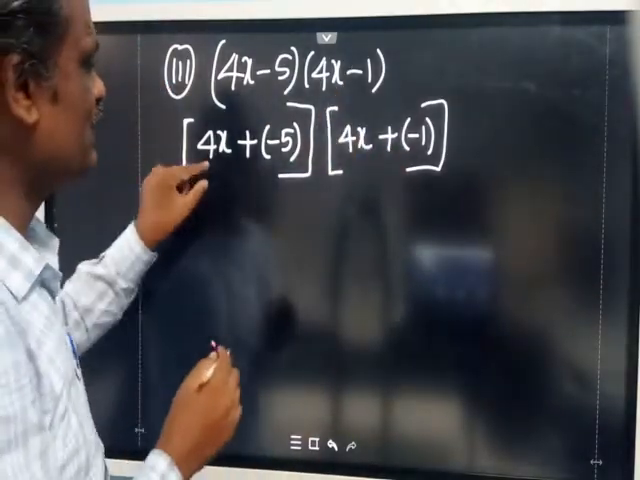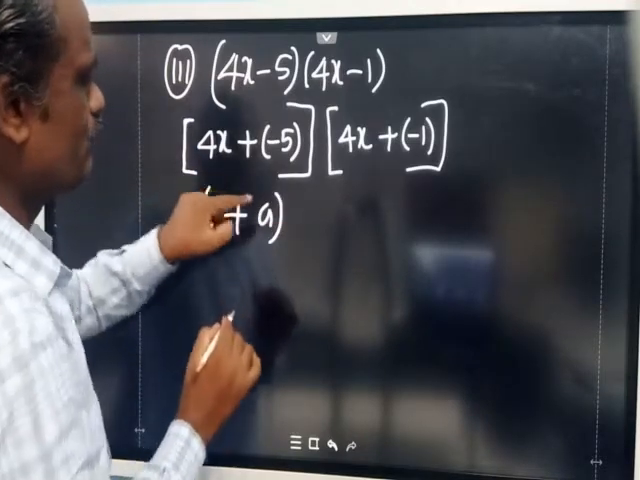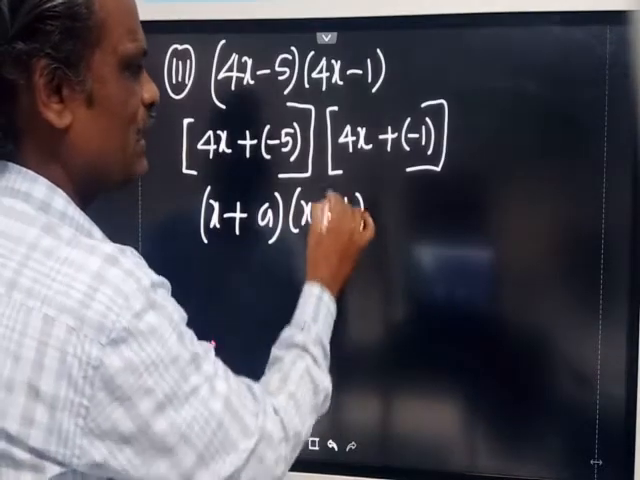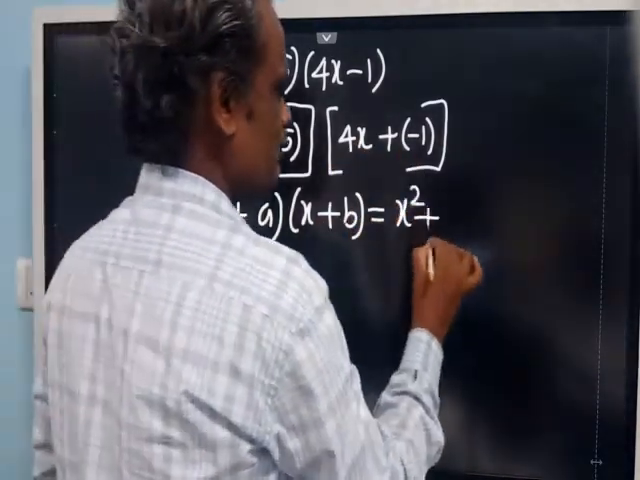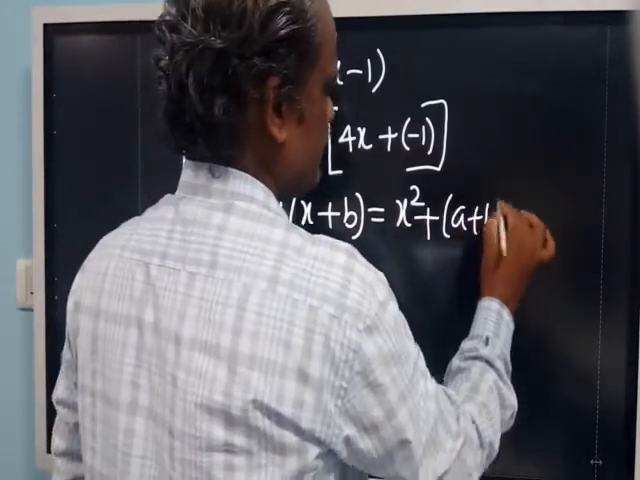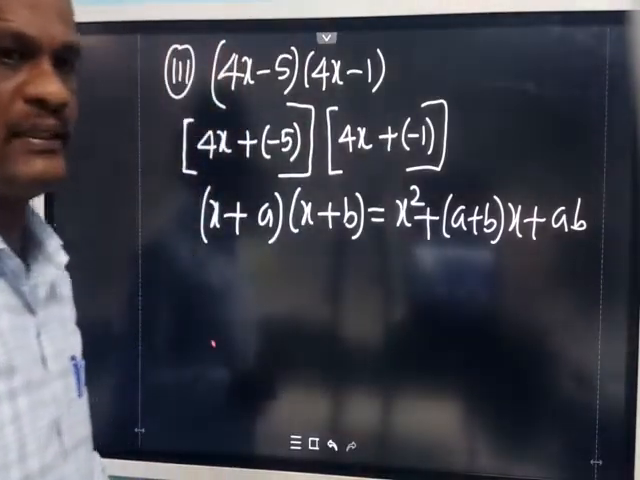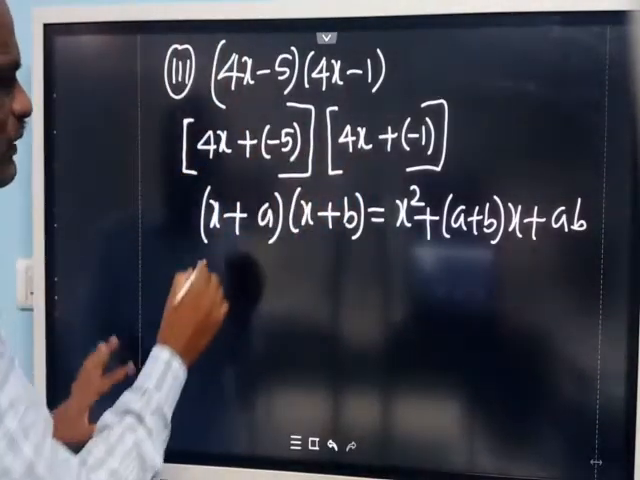Now I converted this into (x plus a) into (x plus b) is equal to, write the formula, x square plus (a plus b) into x plus ab. Now look at this, compare this one with the given question and formula, you can compare.